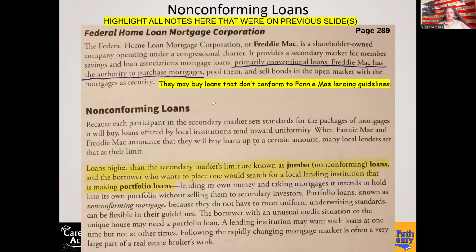Okay, just some more of the same. We're just highlighting notes here. Primary conventional loans: Freddie Mac has the authority to purchase mortgages. They may buy loans that don't conform to Fannie Mae lending guidelines. And loans that are higher than the secondary market limit are known as jumbo non-conforming loans. You get them from portfolio or conventional lenders.